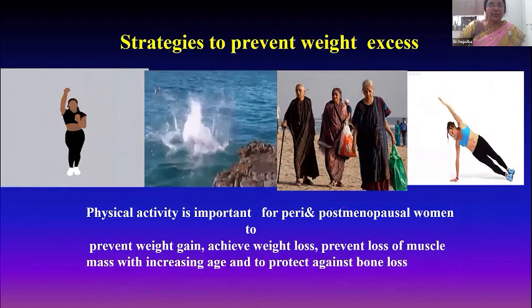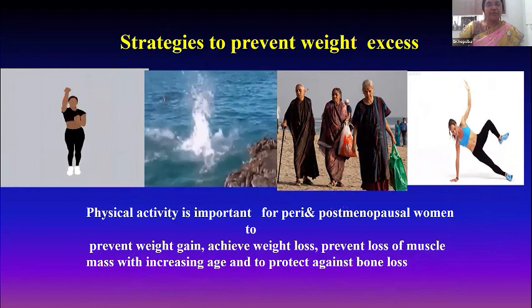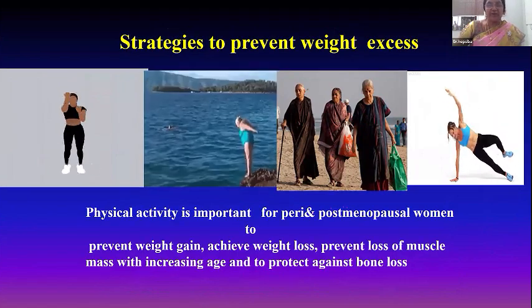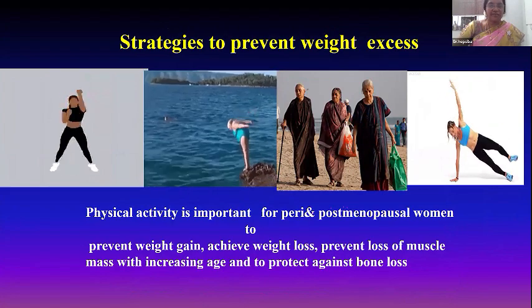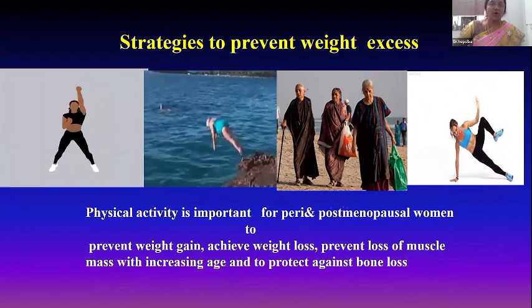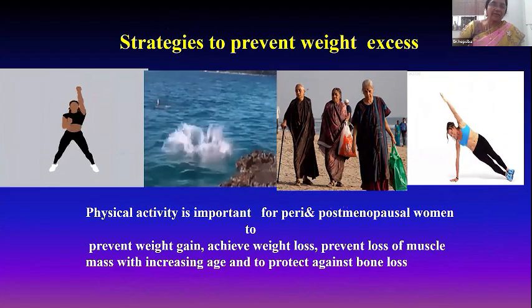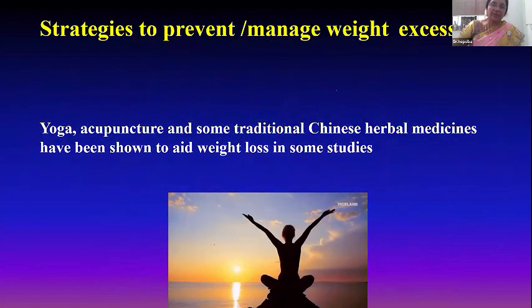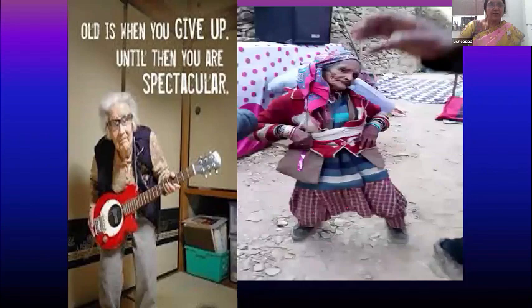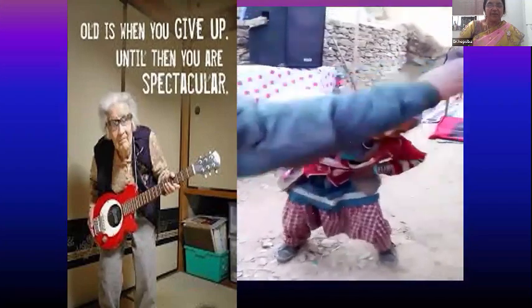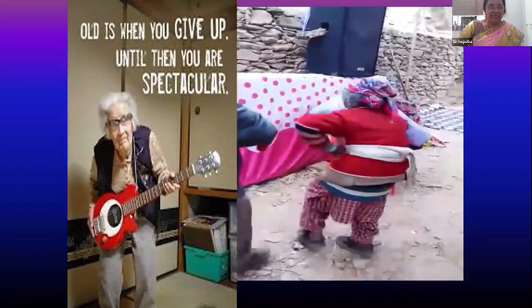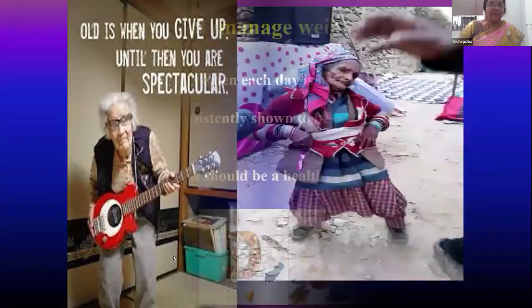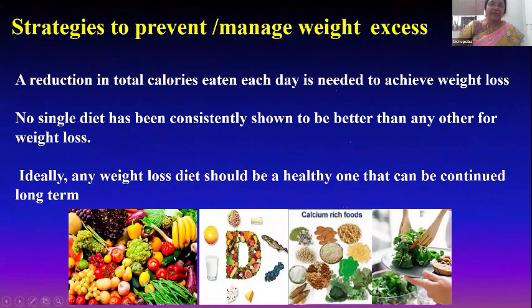So the strategy is to prevent weight excess, and physical activity is important: to prevent weight gain, to achieve weight loss, and to prevent loss of muscle mass with increasing age. And we have to protect bone mass also. We should walk at least half an hour per day and do some exercise. Yoga, acupuncture, and some traditional Chinese herbal medicine also help in weight reduction. See this lady, dance is very good. Look at her, dancing despite all the deformity. For everybody, including at menopause, dancing is a very good exercise.